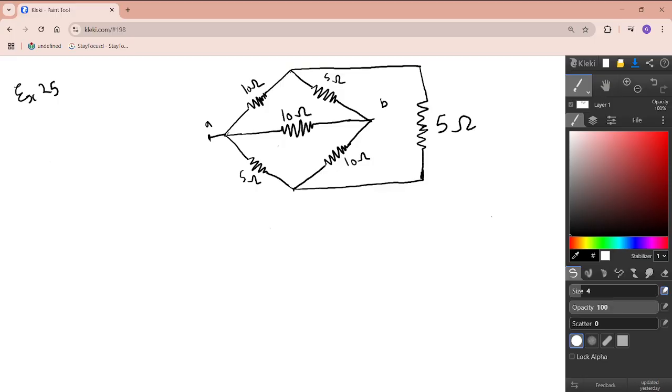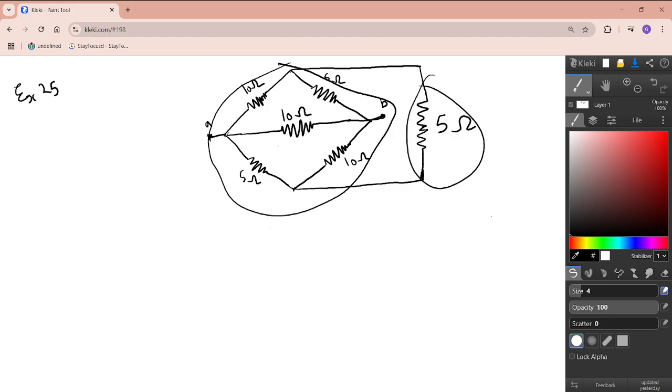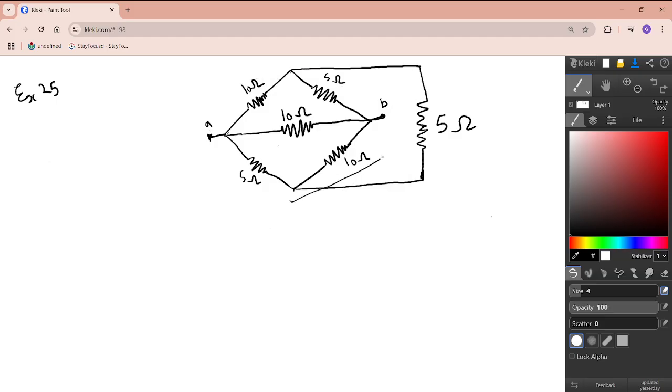Now it's a bit easy to calculate the equivalent resistance between points A and B. How, you ask? Well, we can just calculate the equivalent resistance of this part. And since this part, not this part, is in parallel with this 5 ohm, we can use the parallel formula. So we just need to calculate the resistance of this part inside.